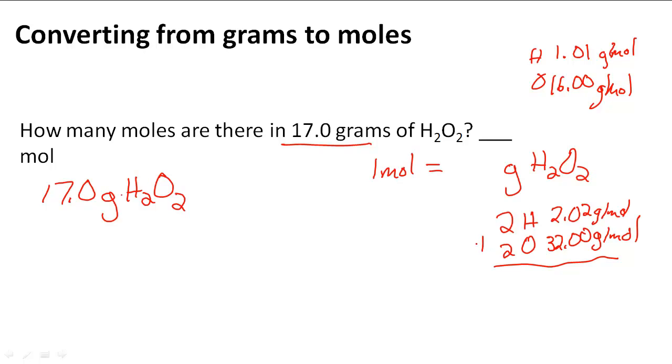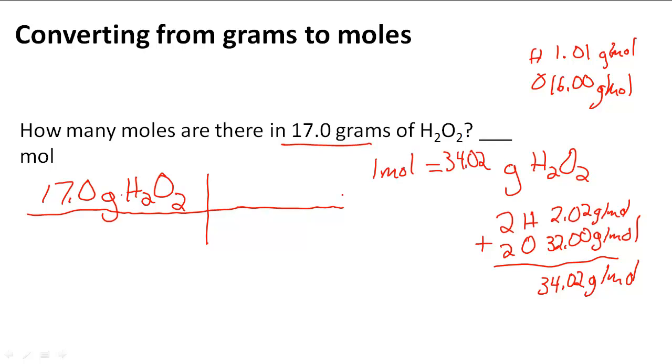And I'm going to add that up so I can find the molar mass of that compound, and I'm going to get 34.02 grams per mole. And that is going to give me 34.02 grams per mole for H2O2. So what we're going to do is set this up so that we can convert, and we're going to use this conversion factor to help us do that.